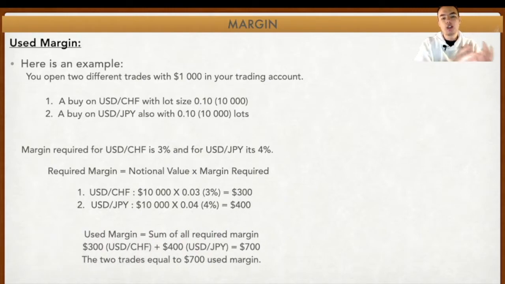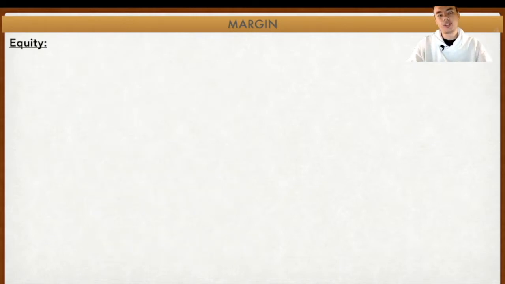So, used margin is the sum of all those required margin. So for USD Swiss franc, your required margin is $300. For USD JPY, your required margin is $400. Now, to calculate the used margin, you just add those two, which is $700. So the two trades equal $700.